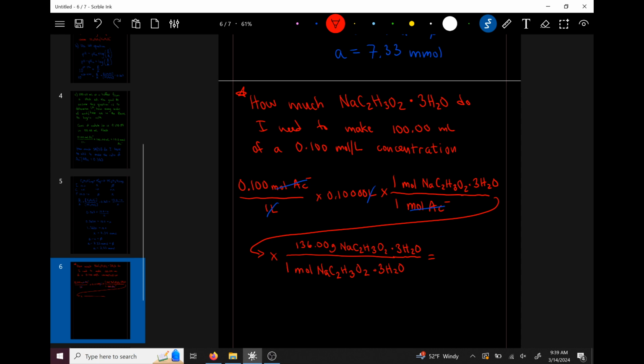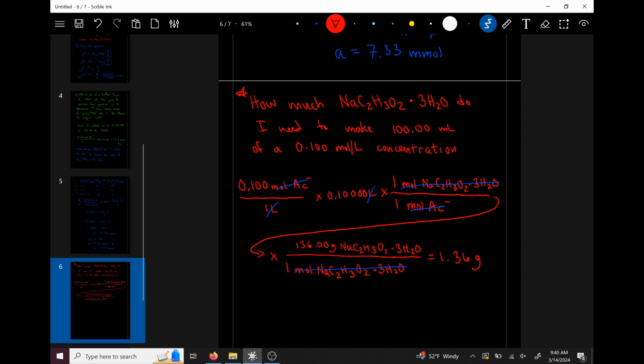And here in blue, we see moles of the salt cancel with moles of the salt, and what I'm left with is grams. So now I'm going to go to my calculator and do 0.1 times 0.1 times 136.00, 1.36 grams. I need 1.36 grams of this salt in my volumetric flask.